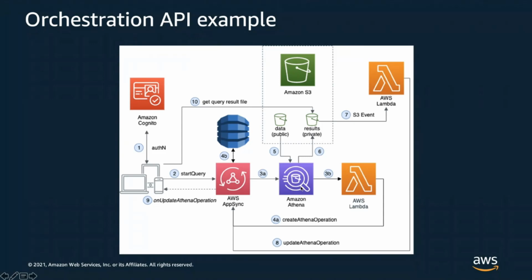AppSync then interacts, using an HTTP resolver that we saw earlier, with Amazon Athena, and then Amazon Athena processes the information, stores it in an S3 bucket, and when the data is ready, the S3 bucket triggers an event. This is an S3 put event that triggers an AWS Lambda function, and then the AWS Lambda function simply updates the operation that was saved in DynamoDB via AppSync. So this is done via mutation, and because of that mutation, we get this on update Athena operation sent back to the client, which can then go ahead and query the result file and show the data on the screen. So this is another way that you can create these orchestration universal APIs with AppSync.